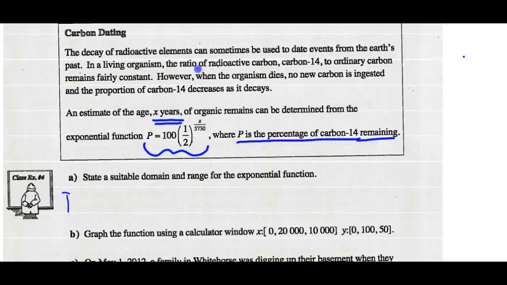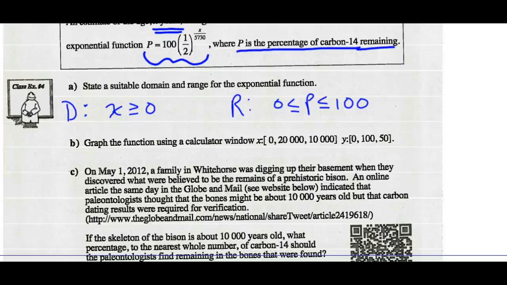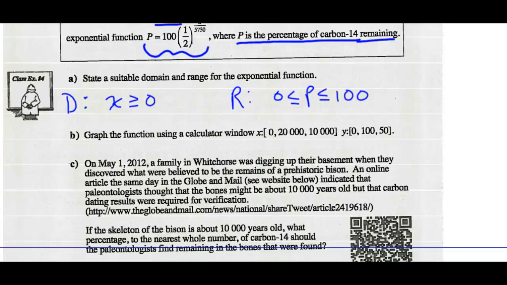So for the domain, my x variable is the number of years, so we don't want to have any negative years. Let's just say x is greater than or equal to 0 for our domain. And our range, which is our p-value, the percentage: p must be greater than or equal to 0%, but less than or equal to 100%. We can't have less than 0% or more than 100% of carbon-14 remaining.